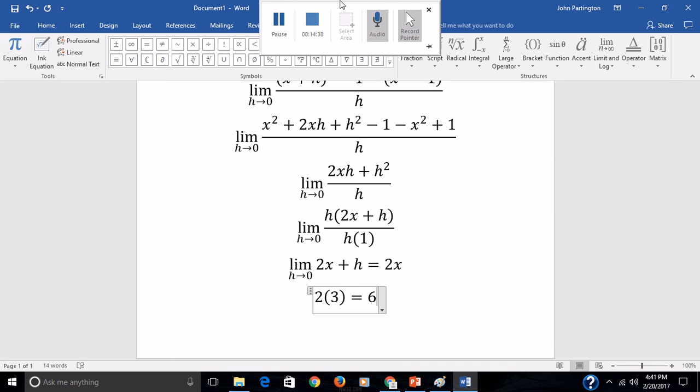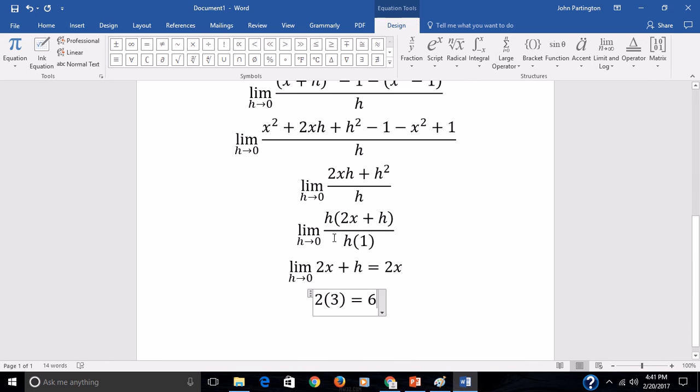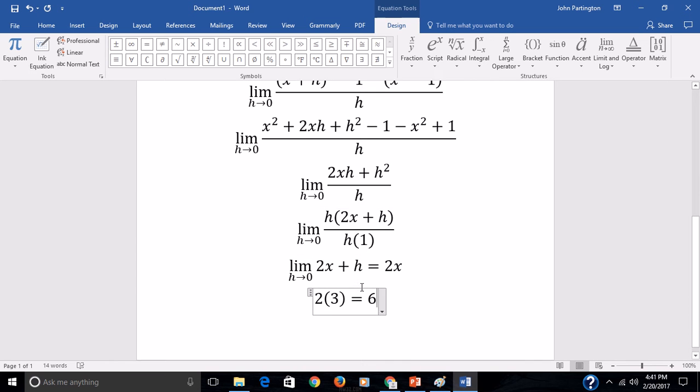So this is going to be how to evaluate your instantaneous slope. All the problems on the website will be pretty similar to this.